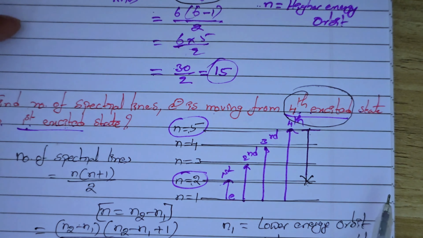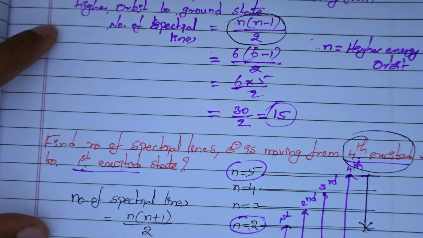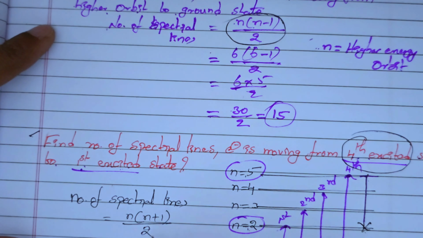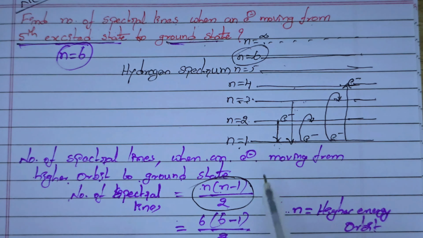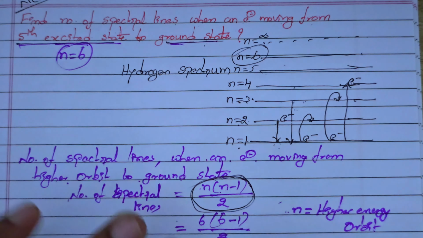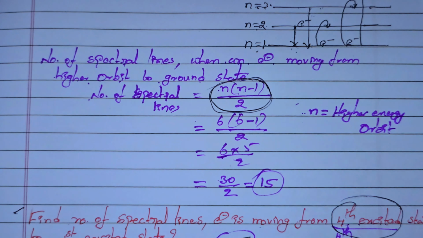For both NEET as well as mains, these spectral line finding formulas are important. This formula as well as this formula, both formulas are important for finding the number of spectral lines.